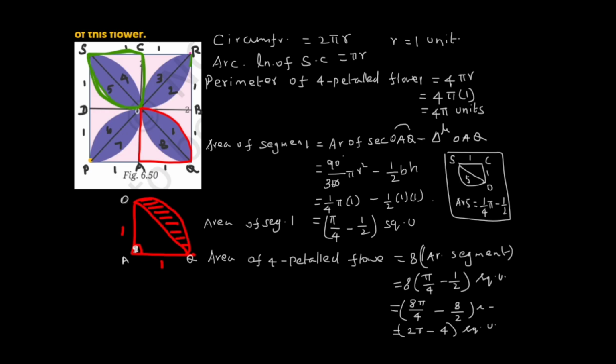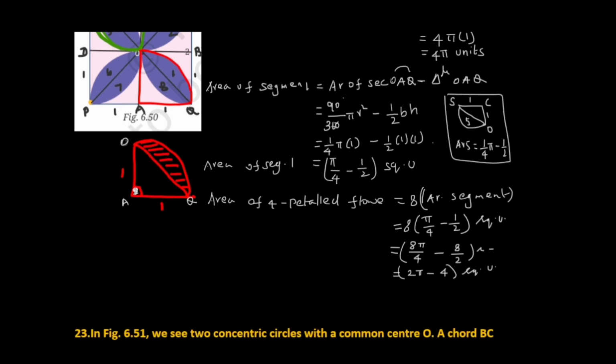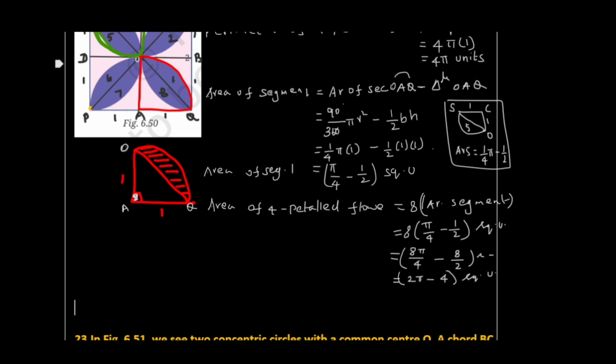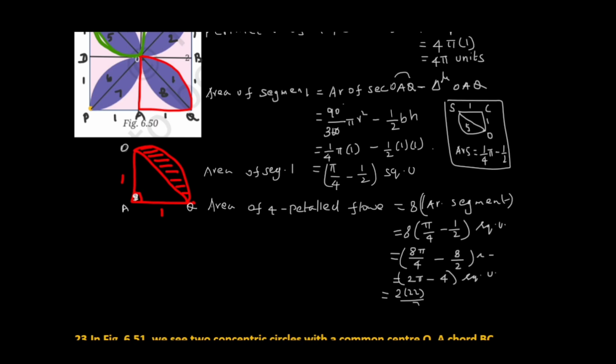If we are replacing the pi value, when we replaced the pi value, we will be getting 2 into 22 by 7 minus 4. So 44 minus 28 by 7 is equal to 16 by 7 square units.